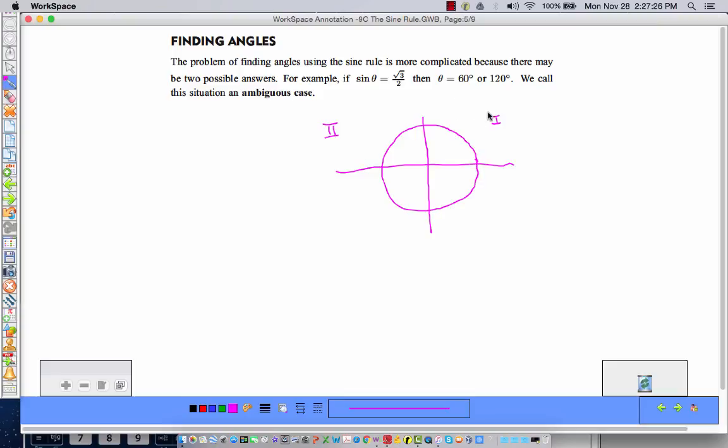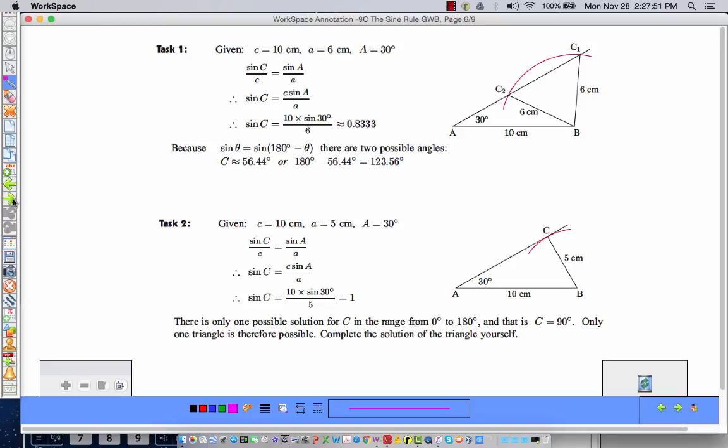For example, if the sine of theta equals the square root of 3 over 2, that could be at 60 degrees, or it could be at 120 degrees. The ordered pairs here on our unit circle are (1/2, root 3 over 2) and (negative 1/2, root 3 over 2). So I have two possible angles. So we have to be careful. And here's the situations. There's 4 possible situations.